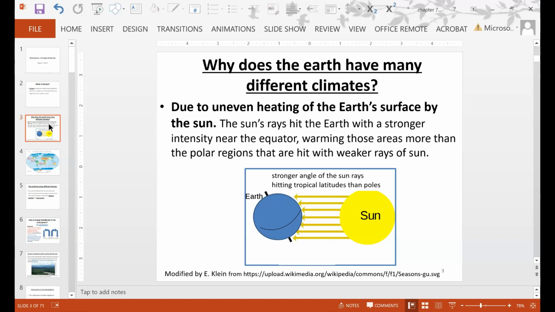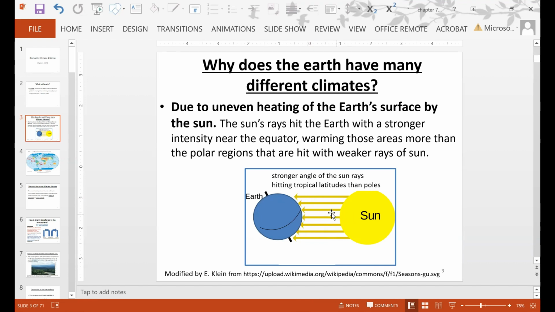Why does the Earth have many different climates? It is because of uneven heating of the Earth's surface. The Earth is situated on a little bit of a tilt. So when the sun's rays hit the Earth, some areas are getting 90-degree angles of sunshine, while other areas closer to the poles, for example, are getting a lower angle.